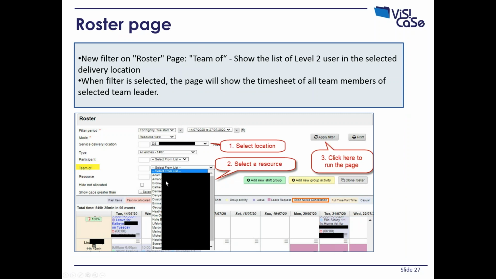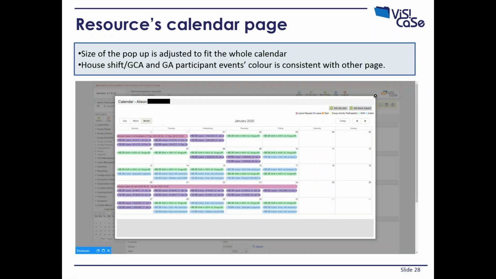Similarly, on the same page, we have added another filter option called team off. This team off will show all the team leaders, for example, level 2 workers, in the location you have selected. So once you select the location, you will see all the team leaders. And once you click on one, it will show you all the resources which are included under that team leader. So all the items related to the resources under the level 2 worker's team will be shown here. This is a very good enhancement, which will allow you to see who is the coordinator, who is the team leader of those resources.